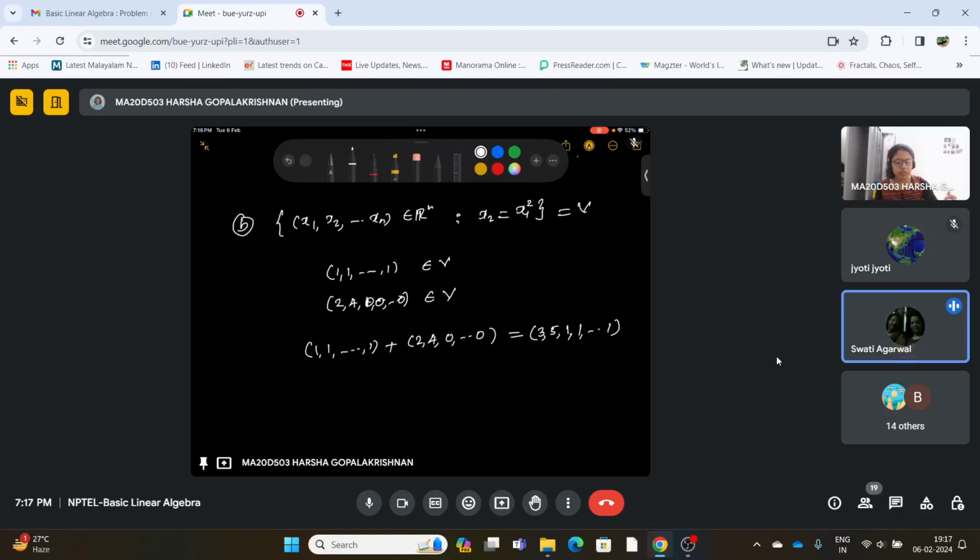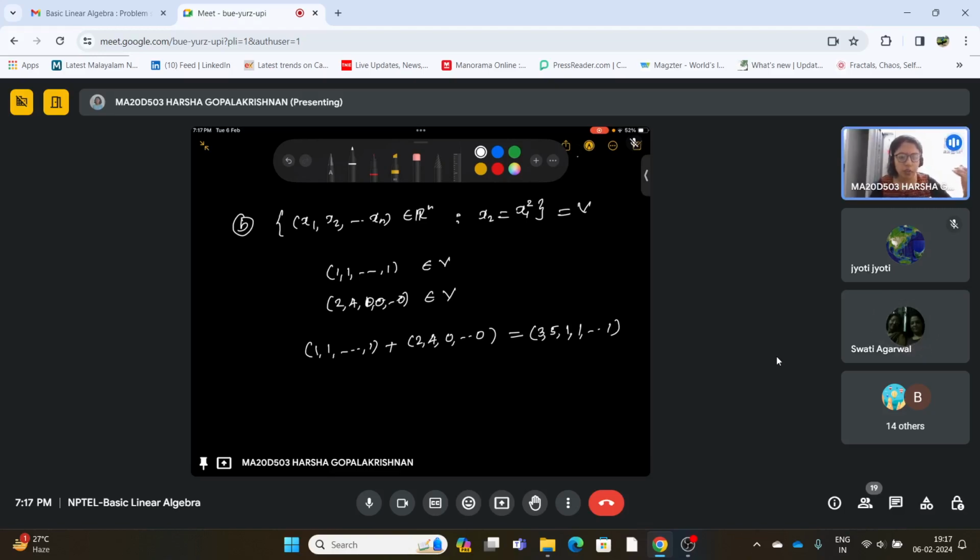Okay, ma'am, I think I got it. You've taken two elements and then added them, and so x2 is not equal to x1 square, so it is not a vector space. So this is the way we have to do. Just try with some element, and if it does not work, just change the elements.